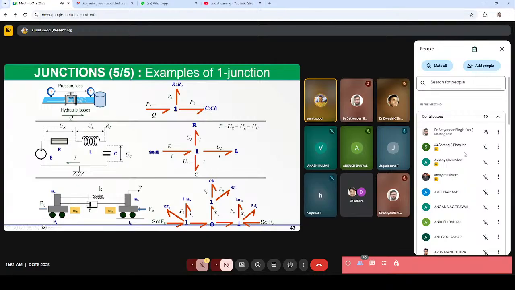For this mass, there is a force being applied. There is the moment of inertia here, I, and there is also a friction. For all these three, the velocity component will be the same. So that's why we have to use a one junction here. Likewise, for the second mass, we again have to consider the one junction. And in between, because there is a difference of velocities, we have to use a zero junction.